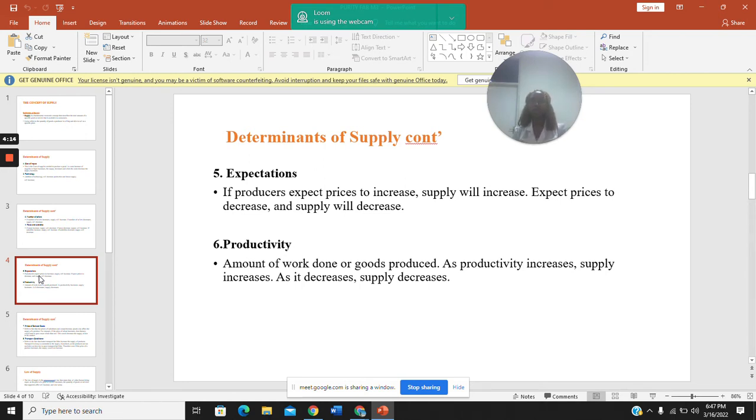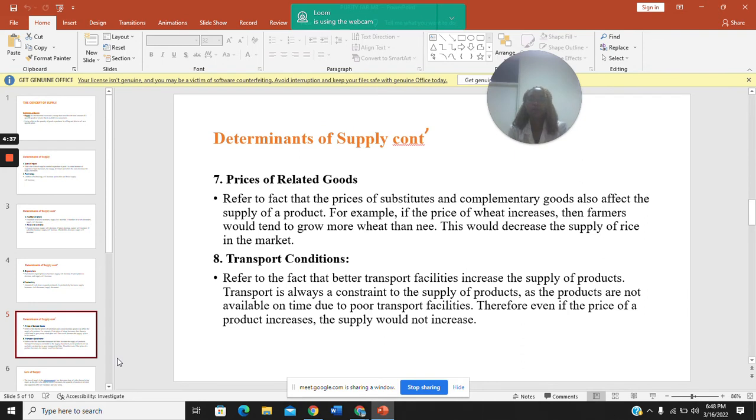Number six, we have productivity. This is the amount of work done or goods produced. As productivity increases, supply increases also. And as it decreases, supply will also decrease. To number seven, we have prices of related goods. This refers to the fact that the prices of substitutes and complementary goods also affect the supply of a product.